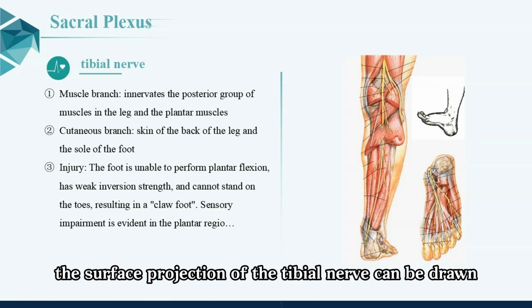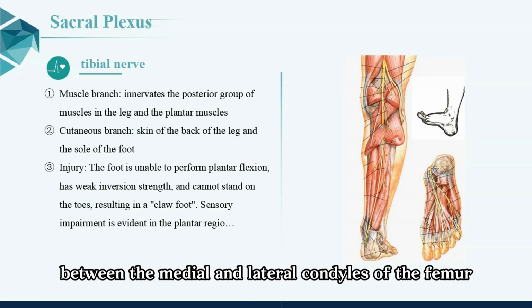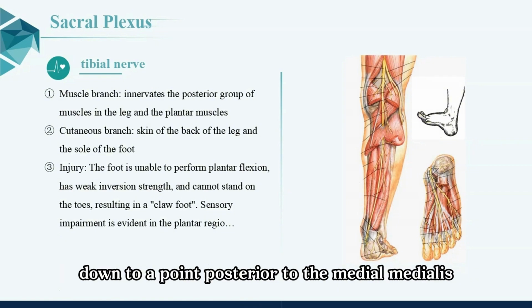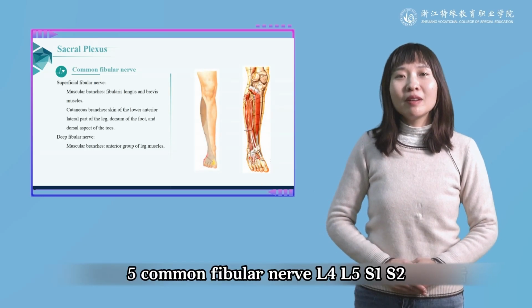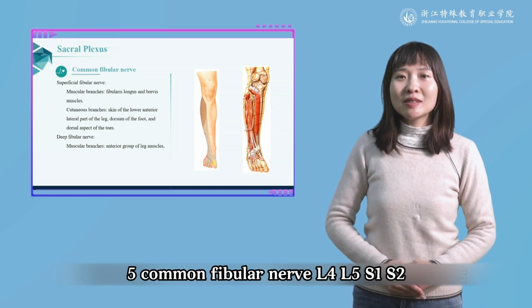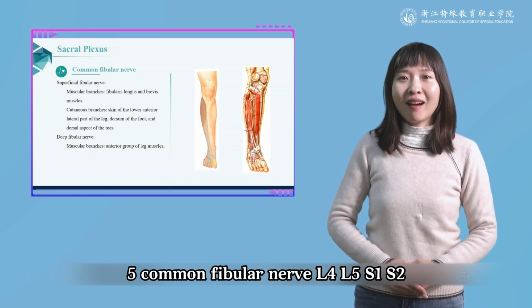The surface projection of the tibial nerve can be drawn from the midpoint between the medial and lateral condyles of the femur down to a point posterior to the medial malleolus. 5. Common fibular nerve, L4, L5, S1, S2.